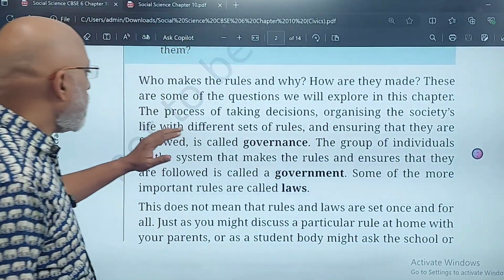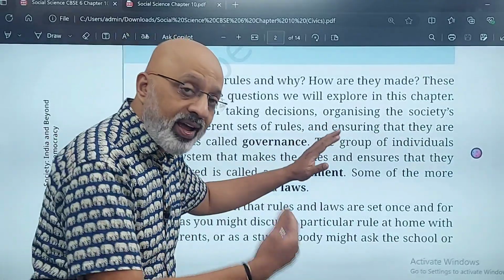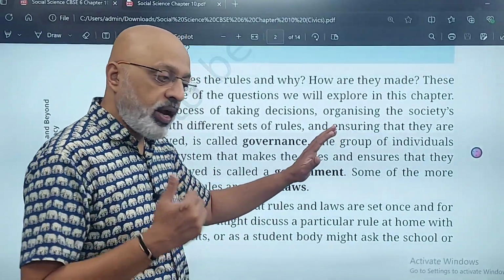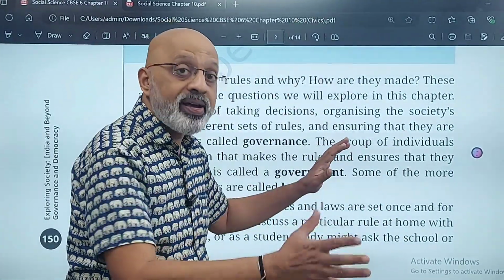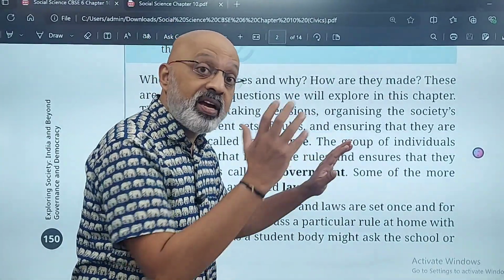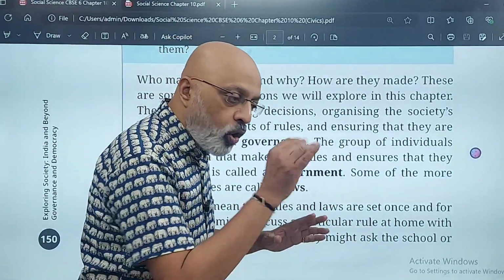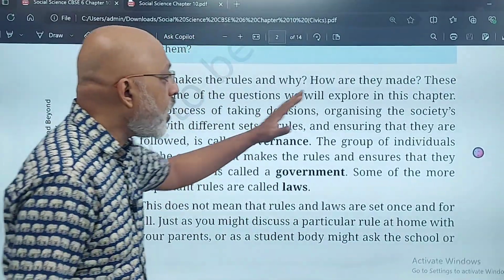Now, you see the process of taking decisions, the entire process of taking a decision, that the building has to be painted in this color, that is a decision. How do you arrive at a decision? Through discussion or through a vote. That is the process of taking the decision.